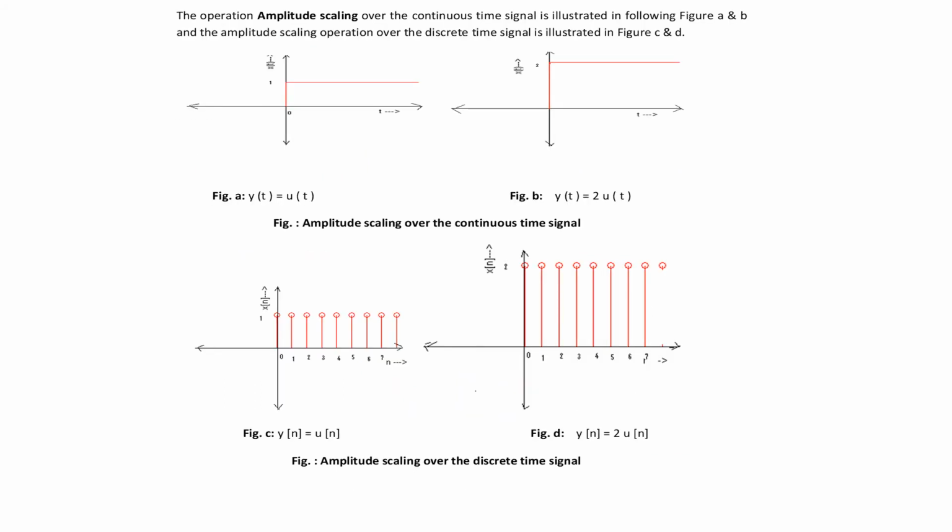Next is amplitude scaling. Let's take the given signal y of t equal to u of t. Its amplitude is 1 from 0 to infinity, and let's do amplitude scaling, that is 2 into u of t. Remember, here we are doing the operation on amplitude, not on time. Before, the amplitude was 1, and now with the 2 it is 2, so the amplitude has been scaled to 2. Similarly in the discrete time domain also. So this is amplitude scaling.